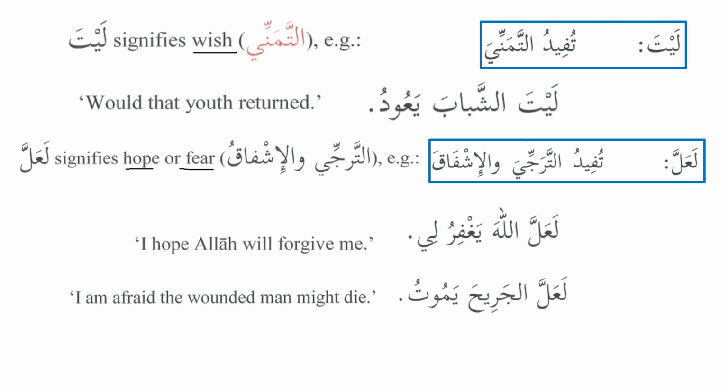So we can see over here we have the meaning of hope. And whenever لعل is used with respect to Allah subhanahu wa ta'ala, it always means hope. And when it's not with respect to Allah subhanahu wa ta'ala, it could be both. It could be hope and it could be fear. As we can see over here, I fear that the wounded man might die.